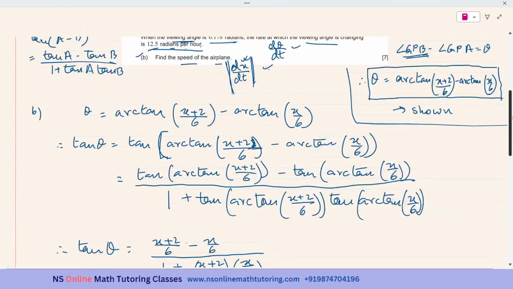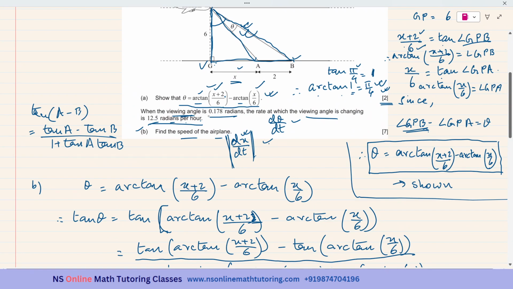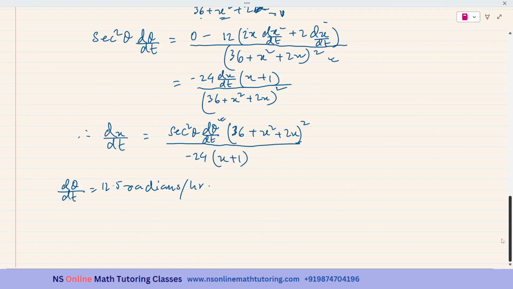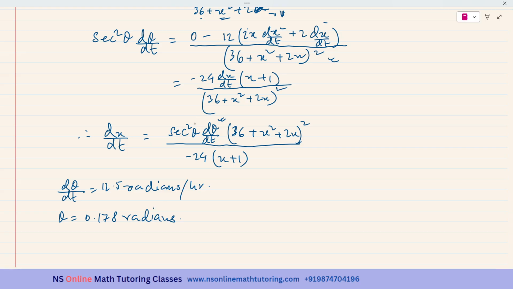And theta is equal to 0.178 radians. Theta is equal to 0.178 radians. Okay. So since we know theta, we can get the value of sec square theta. And we know the value of d theta dt.